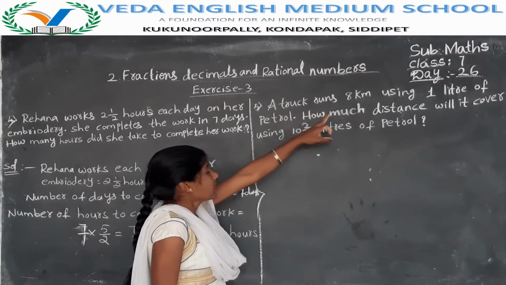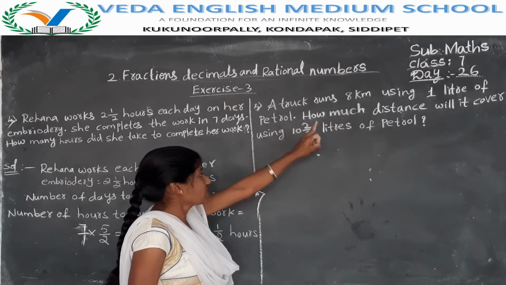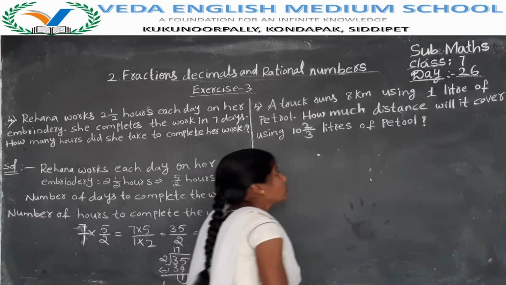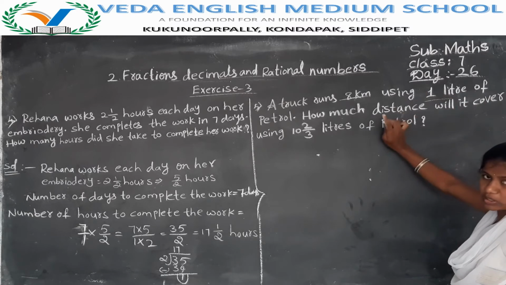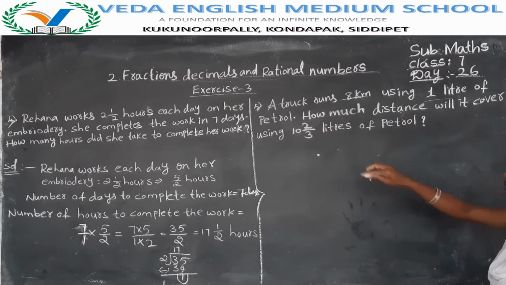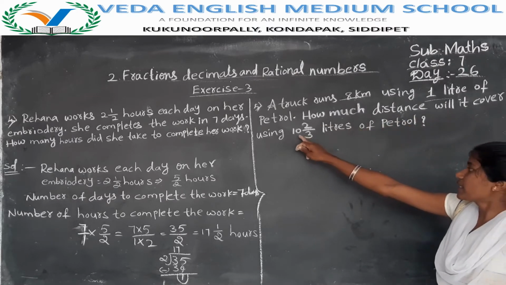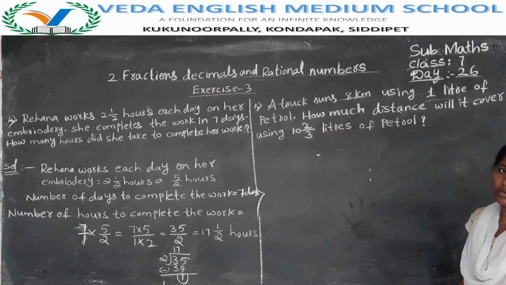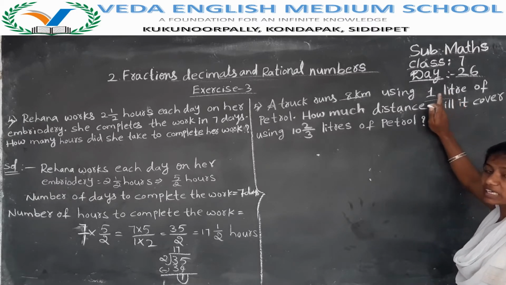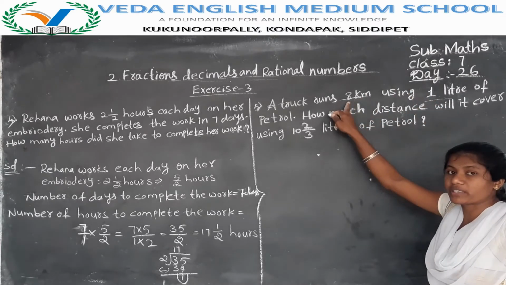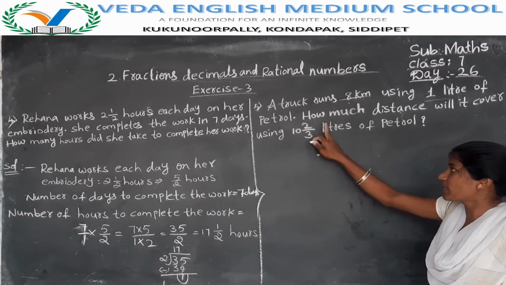A truck runs 8 kilometers using 1 liter of petrol. To travel 8 kilometers, the truck takes 1 liter of petrol. That means by using 1 liter of petrol, it is going 8 kilometers. How much distance will it cover using 10 into 2 by 3 liters of petrol? Have you understood the question? By using 1 liter of petrol, it goes 8 kilometers. Now, how much distance will it go using 10 into 2 by 3 liters of petrol?